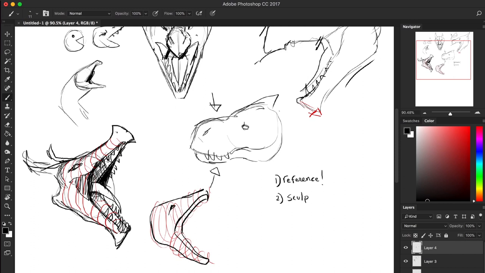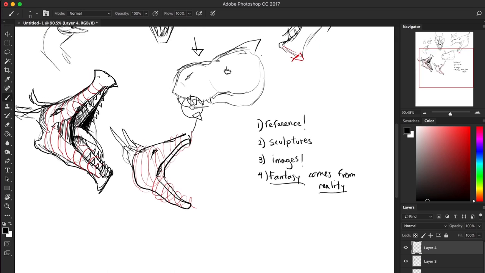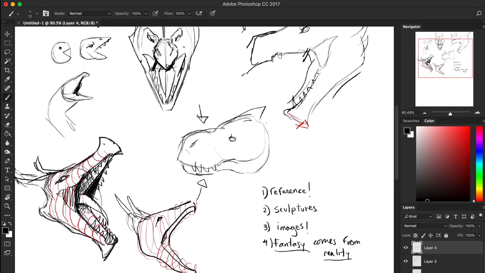And also, you can grab sculptures and images. Even your own pets, when they yawn, take a picture. They look adorable. So what else? Fantasy comes from reality. So this is very important, and yes, so those are the points I will leave you with.